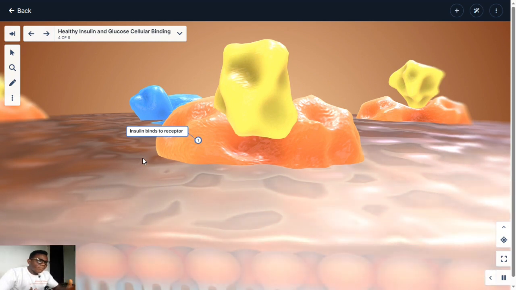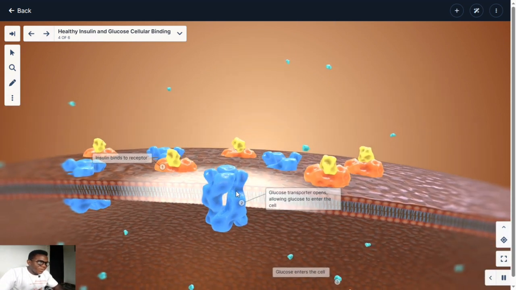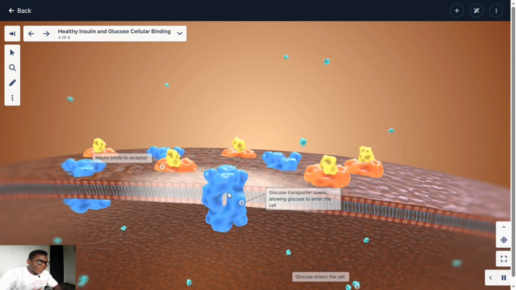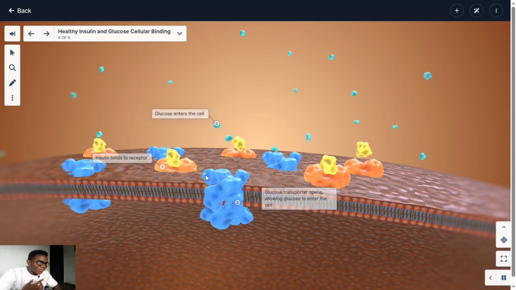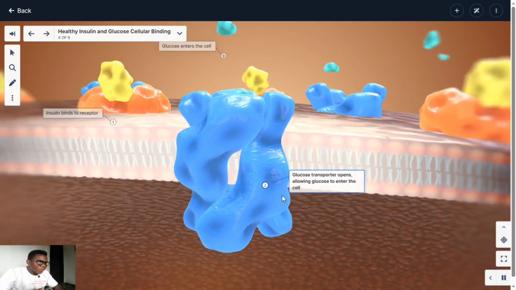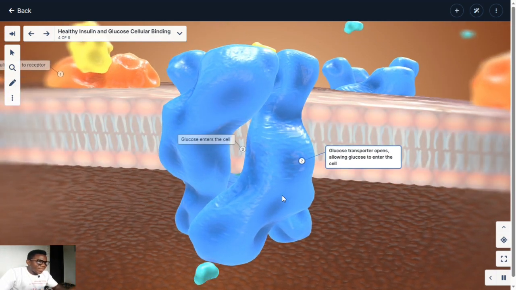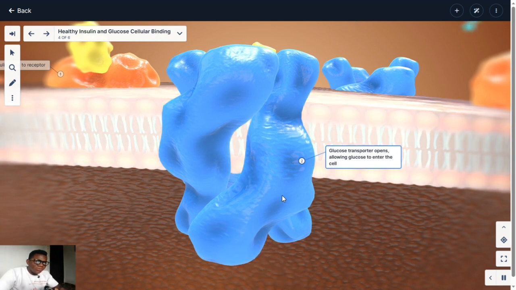Now what happens when insulin binds to a receptor? Take a look at this. These other structures here are glucose transporters. Now when insulin binds to a receptor, glucose transporters open in order to allow the passage of glucose into a cell.